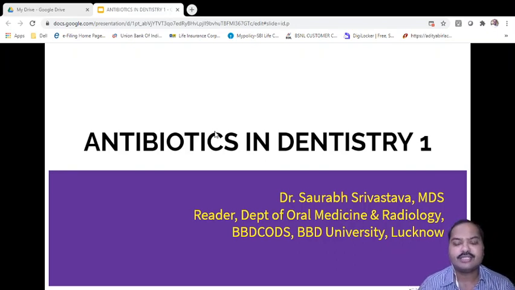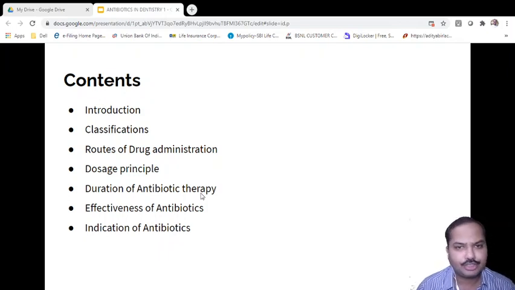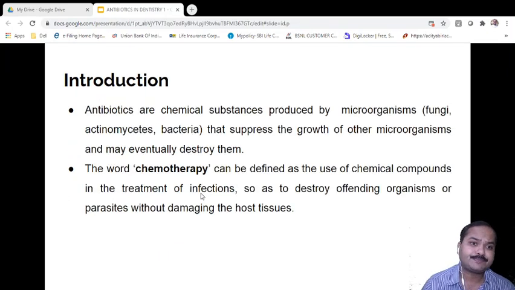Today we will be discussing the antibiotics which are used in dentistry. In part 1, we will take up the introduction of the topic, classifications involved, routes of drug administration, dosage principles, duration of the antibiotic therapy which is required, effectiveness of those antibiotics, and indications of the antibiotics. So let us take it one by one.